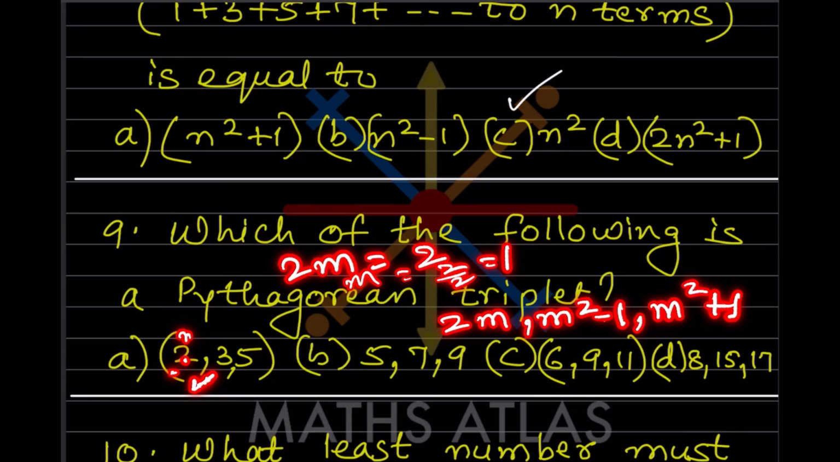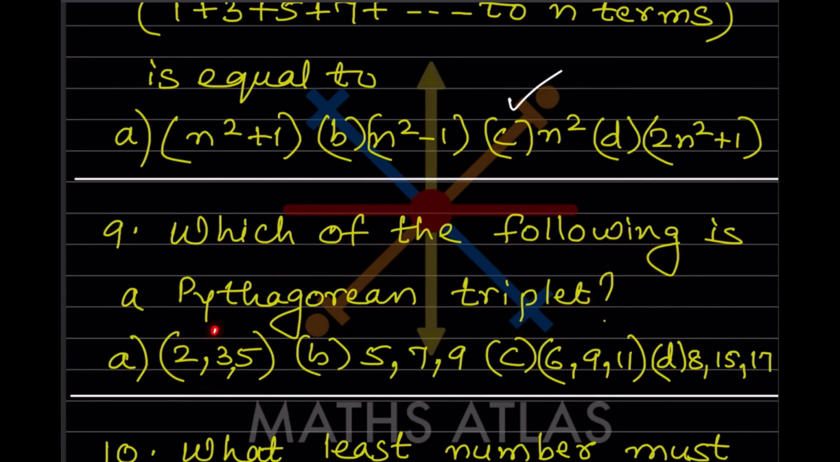Now what is the other one? That is m square minus 1. So in place of this, we are going to put 1 square minus 1 because m is 1. So this is going to be 1 minus 1, that is 0. Here we don't have 0 over here. So this cannot be a Pythagorean triplet.